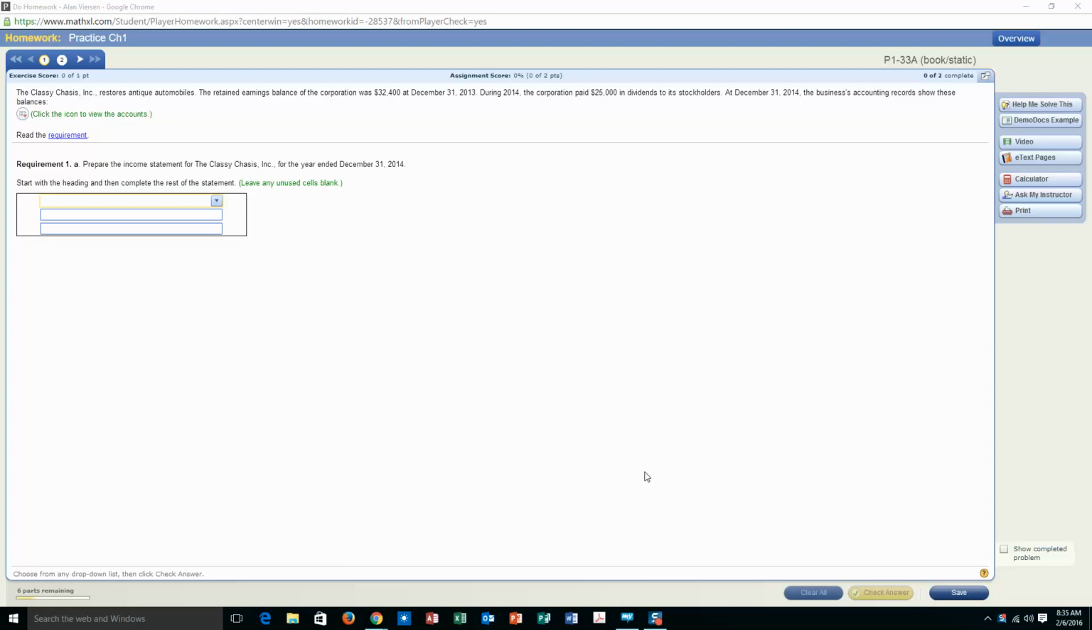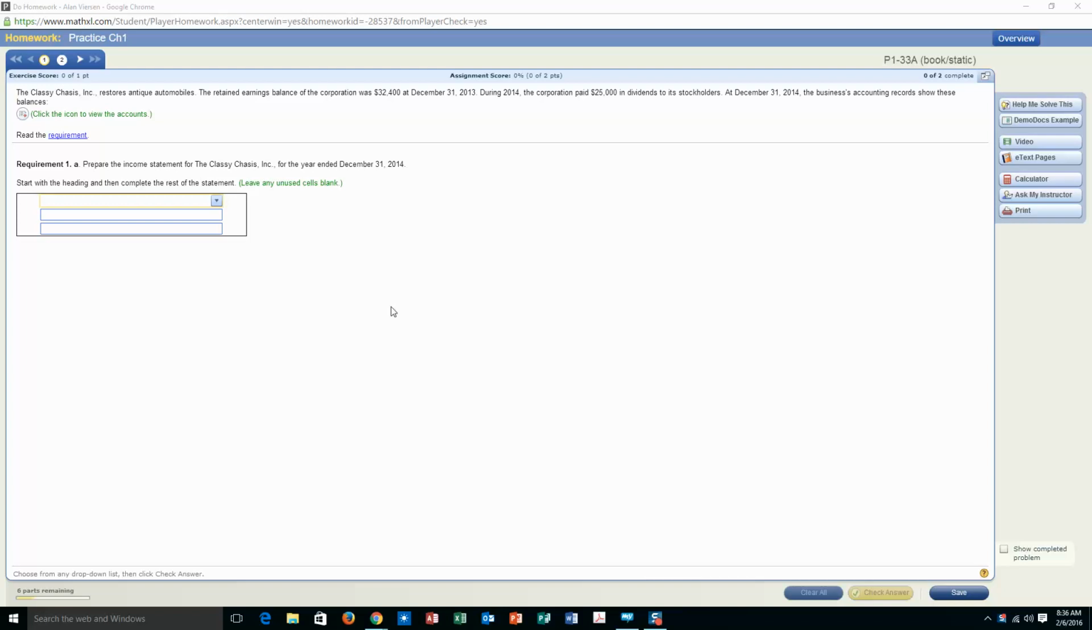Hi class, I just wanted to give you an update on how to get your problem number 7 done for chapter 1. And the reason I'm helping you with this particular problem is it's probably the main part of financial accounting, and that's preparing the financial statements. And you have to prepare them in order.